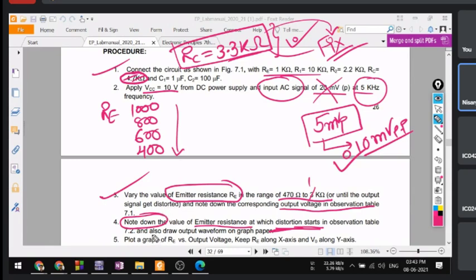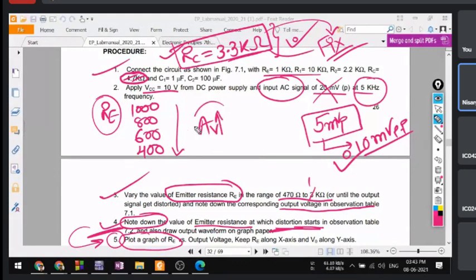So these are the steps. We will apply 4 steps, and at the 5th step you have to plot the graph. But once you complete the 4th step, then you will be able to plot the graph. So keep RC fixed and decrease the value of RE. As you decrease RE, your gain will increase. That is what we have to confirm.